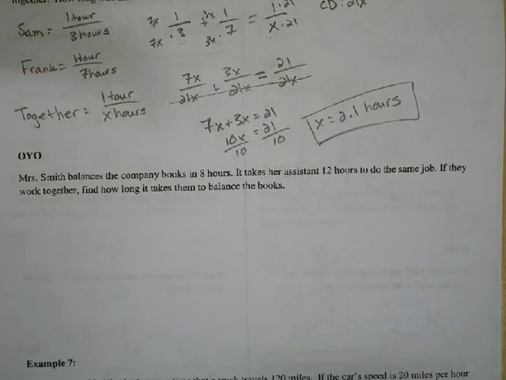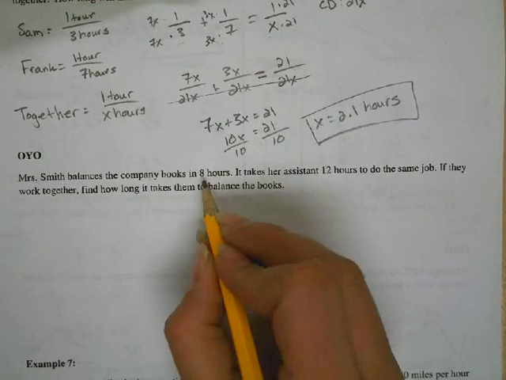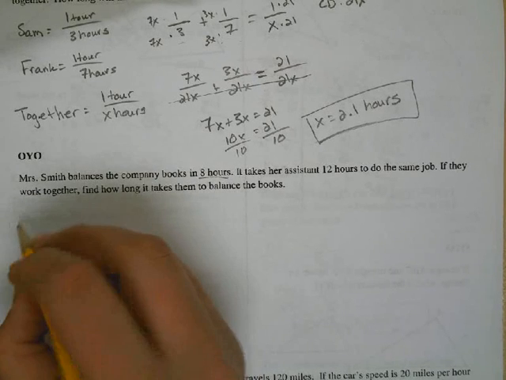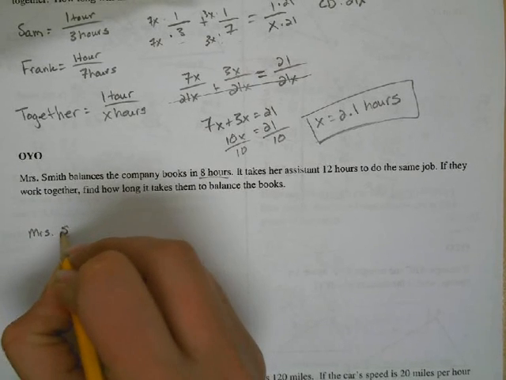So, Miss Smith balances the company's books in 8 hours. Okay, she can balance the books in 8 hours. So that's essentially Miss Smith. We'll write that down.